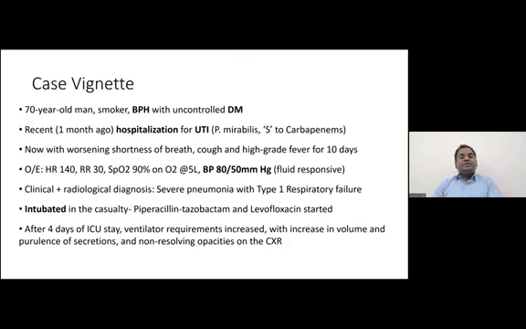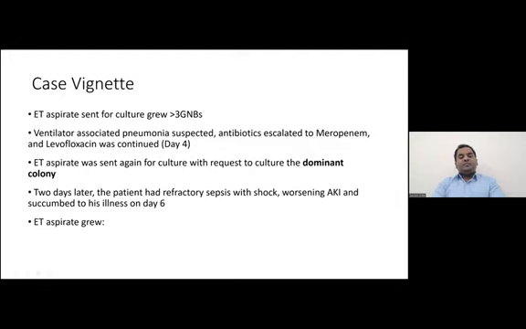He was intubated and started on broad-spectrum antibiotics, that is piperacillin-tazobactam and levofloxacin. After 4 days of ICU stay, his ventilator requirements increased, and there was an increase in the volume and purulence of secretions, and there were new non-resolving opacities on the chest radiograph. So the ET aspirate, which was sent at this point of time, showed more than 3+ gram-negative bacilli grown. VAP was suspected, and antibiotics were changed to meropenem, and levofloxacin was continued.